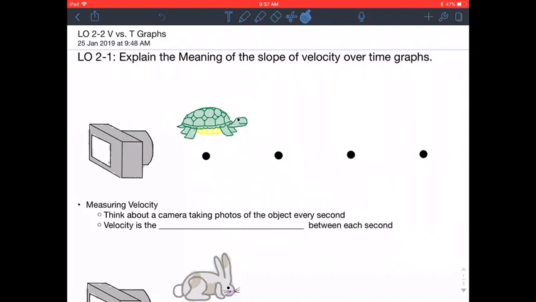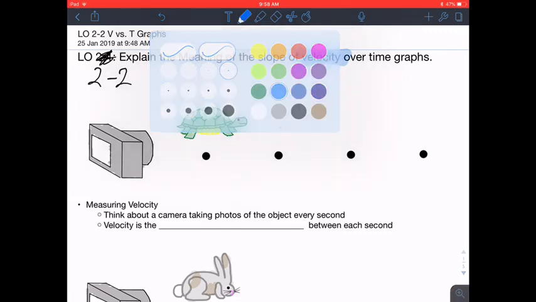Okay, learning objective 2-2, sorry, I did actually label this wrong, is all about the slope of a velocity graph. Remember, our color coding is that velocity is blue and that position is red. You saw a lot of red on the previous learning objective. You're going to see a lot of blue on this learning objective because we're now shifting gears to focus more on velocity and less on position.